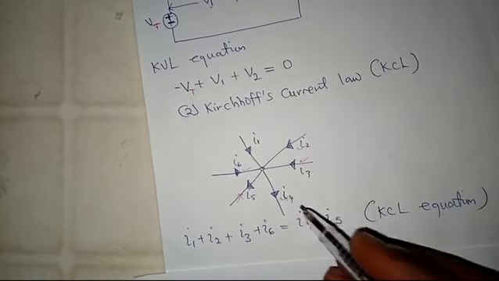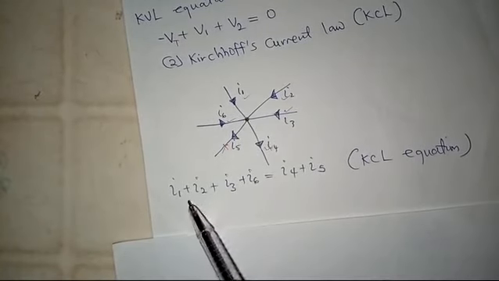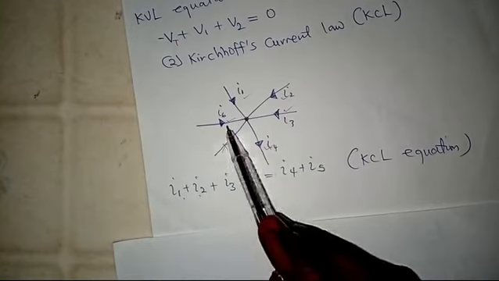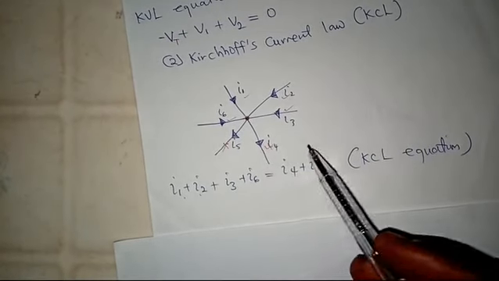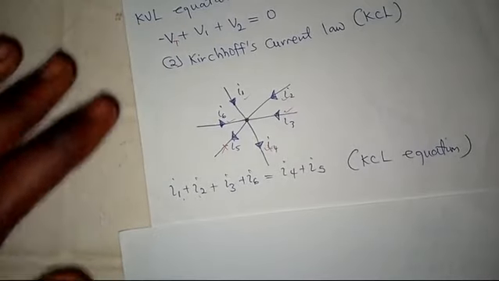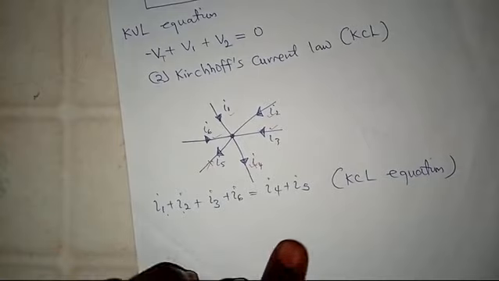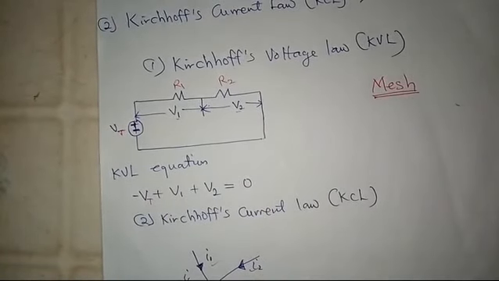I4 is going out, sorry. So now what we have here is I1 going in plus I2 going in plus I3 going in plus I6 going in equals I4 going out plus I5 going out. That's KCL. So that's how it's given. This is called the KCL equation. What is called the KVL equation?